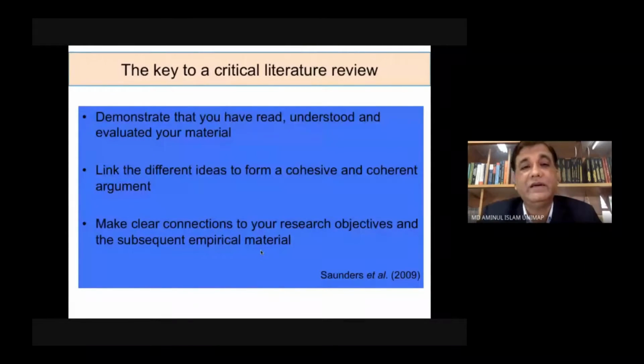Now, the key to a critical literature review is, number one, you have to demonstrate what you have read, understood, and evaluated during your reading. You have to link different ideas to form a cohesive and coherent argument. And you have to make clear connection to your research objectives and subsequent research materials.